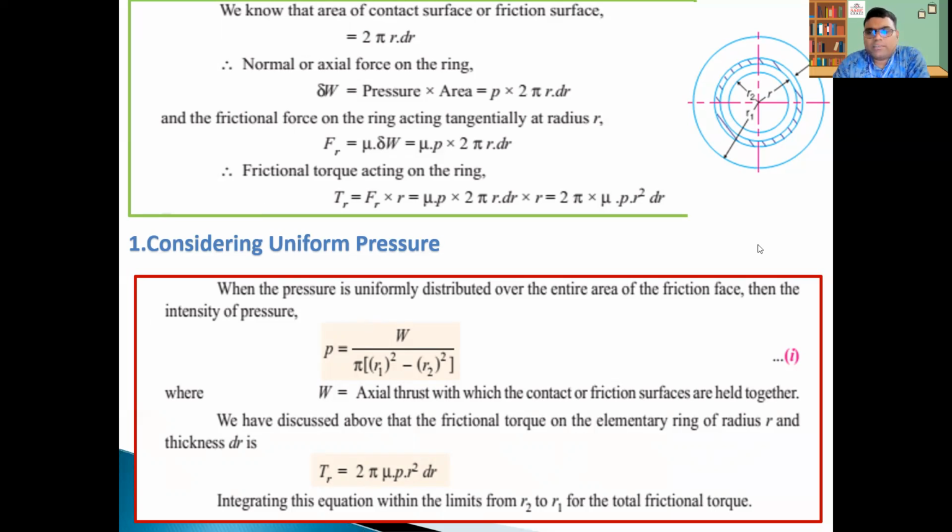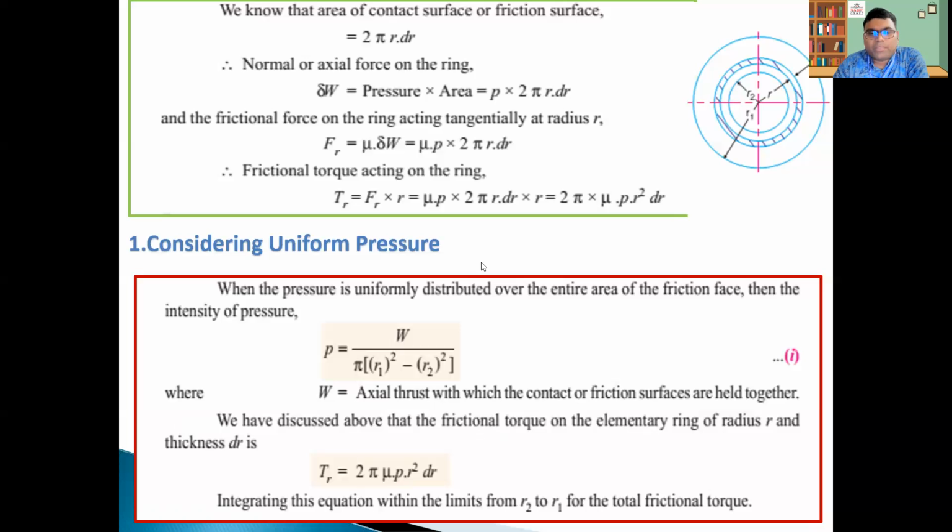So let's discuss them one by one. First, we are considering uniform pressure. According to this theory, the distribution of pressure is uniform throughout the area of the clutch, or the friction surface. So we define W as the normal load acting on the friction surface, and we know that the area we can calculate with R1 and R2. So we write P is equal to W upon pi times R1 squared minus R2 squared. And you already know what W is, which is the axial force, or axial thrust.